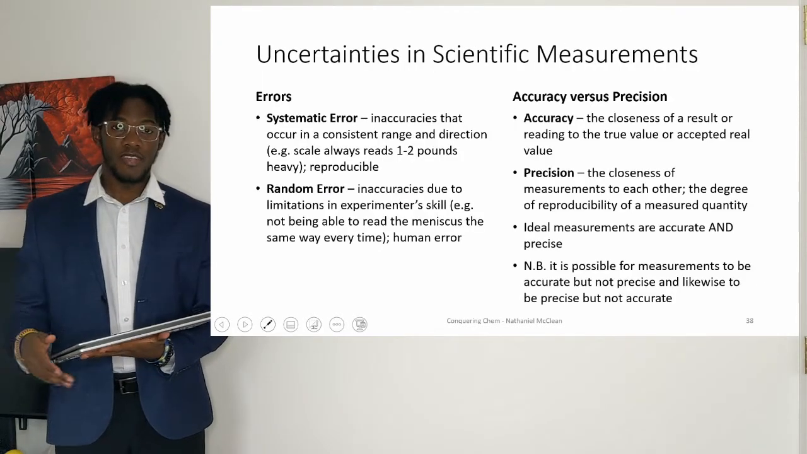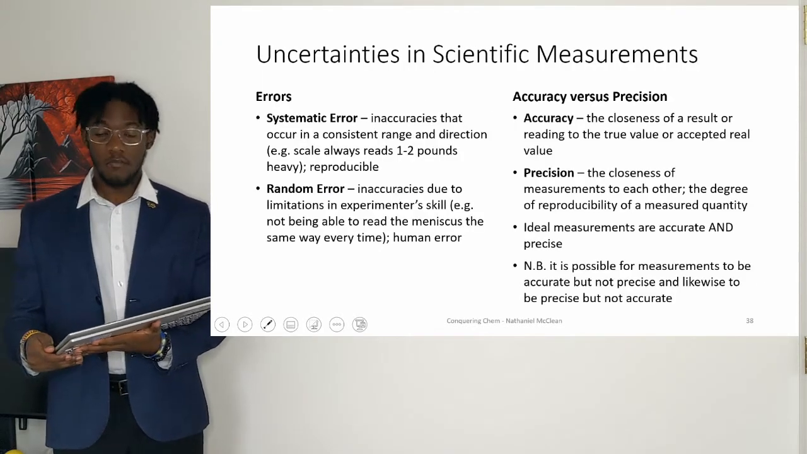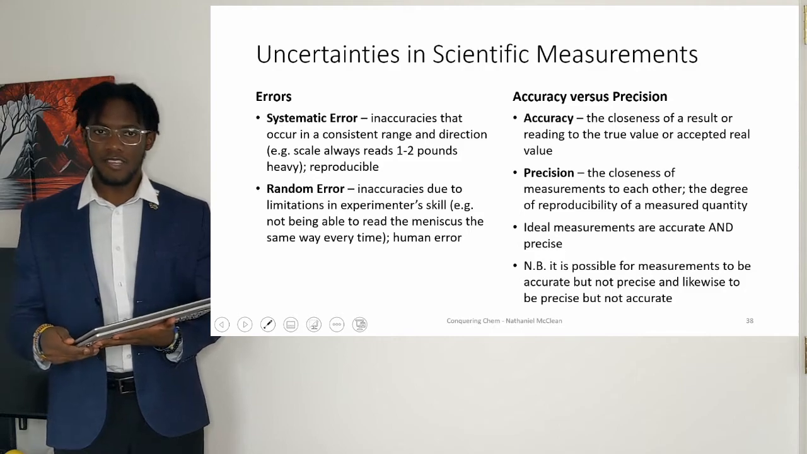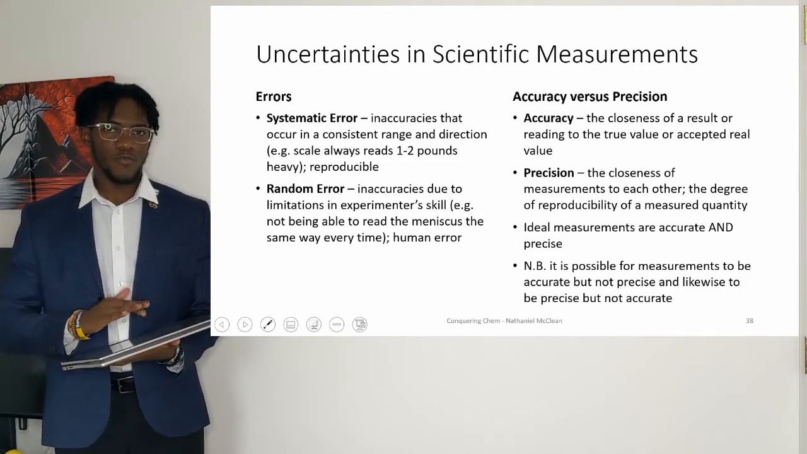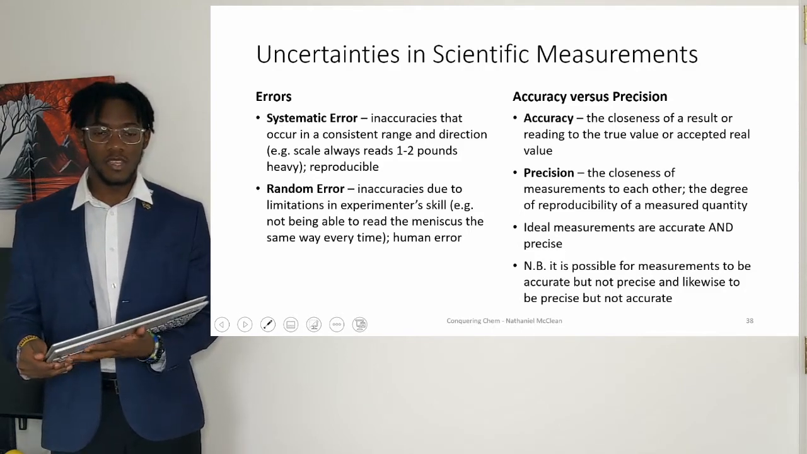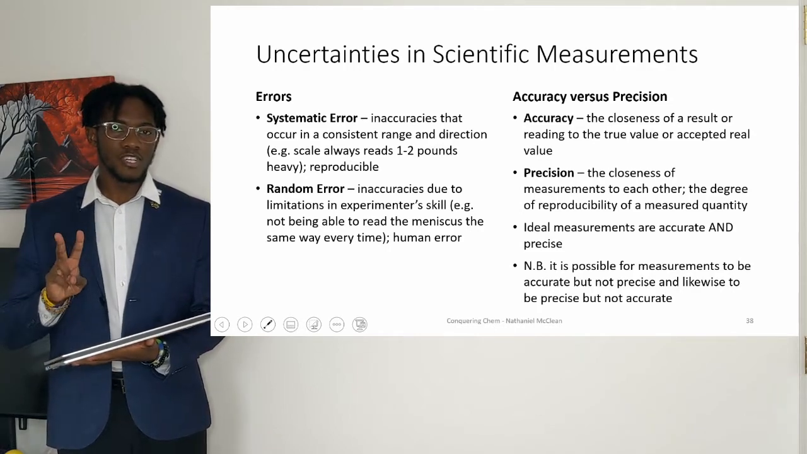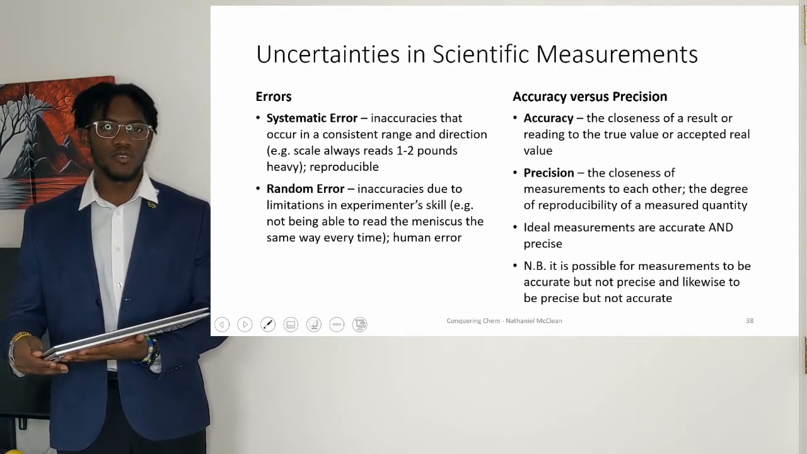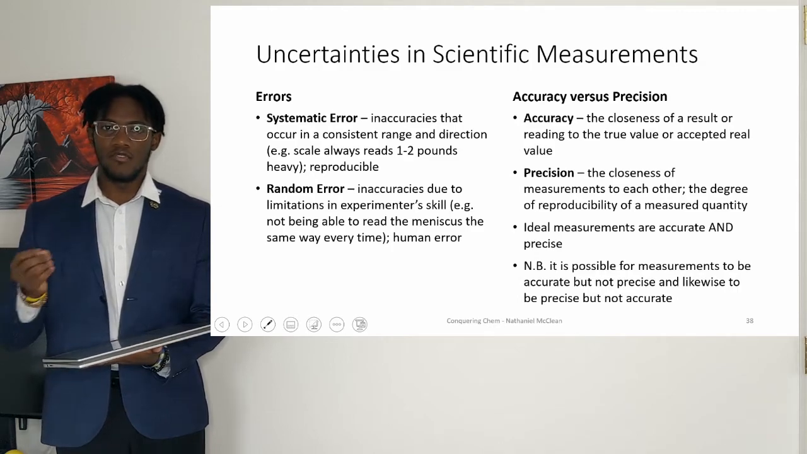Jumping right into it, when we look at uncertainty in measurements, we first have to look at a few definitions. So we're going to look at error, and we're also going to look at accuracy and precision. When we look at error, there are usually two types of errors that we will face in general chemistry. We have systematic error and random error.